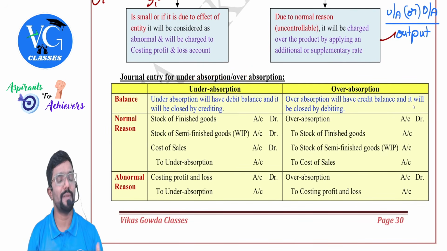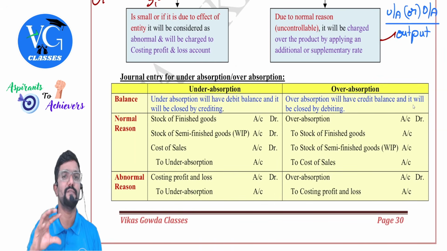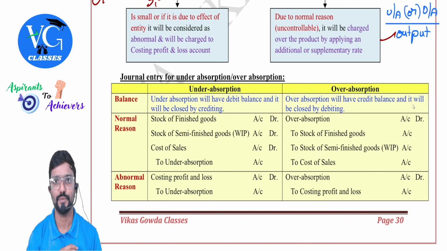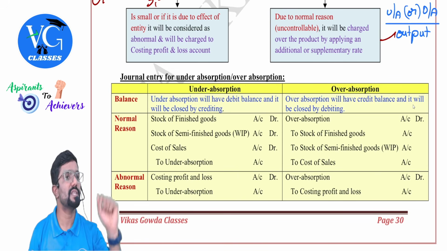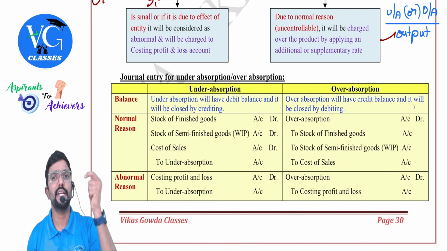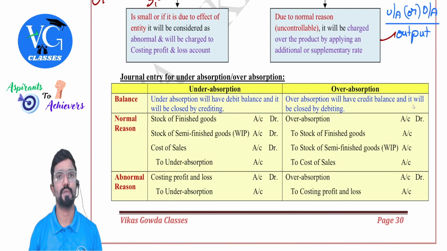Under absorption will have what balance? Debit balance. Because we have absorbed less. Still, there is something left to absorb or charge. How will I charge it, sir? Depends on the reason. If it is due to an abnormal reason, charge it to the costing P&L account. Entries: costing P&L to under absorption.